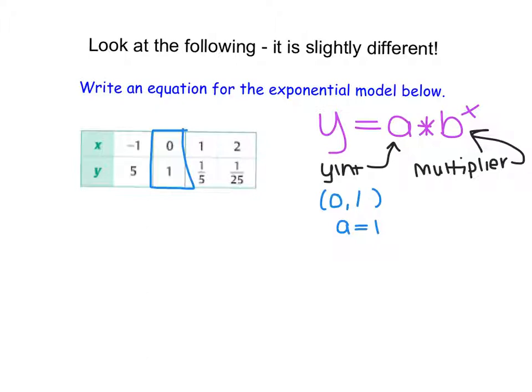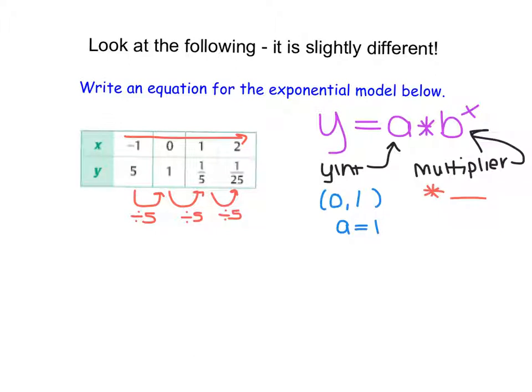Then from here, I want to go looking for my multiplier value. But what I notice instead is that over time, I seem to be dividing by 5. So as x is increasing, it seems like I'm dividing by 5, which is fine, except a multiplier means that I need to consistently multiply by something. And here I'm consistently dividing by something.